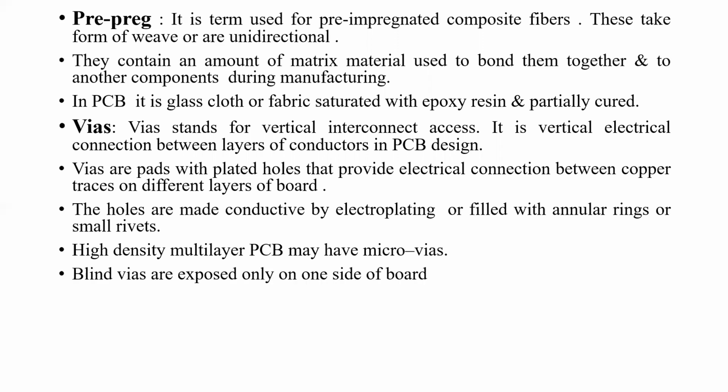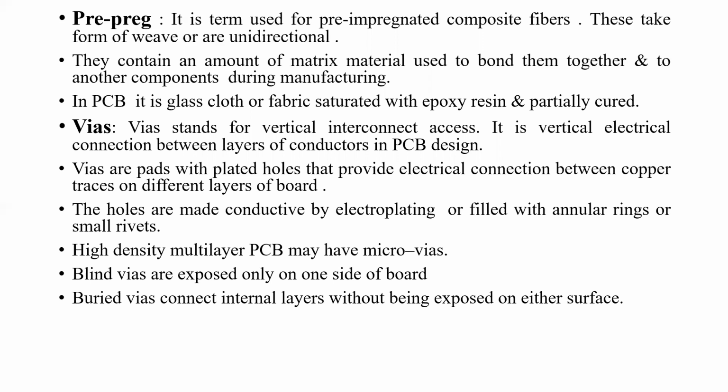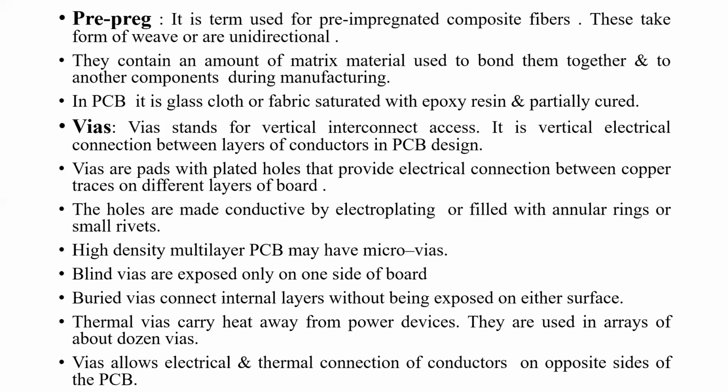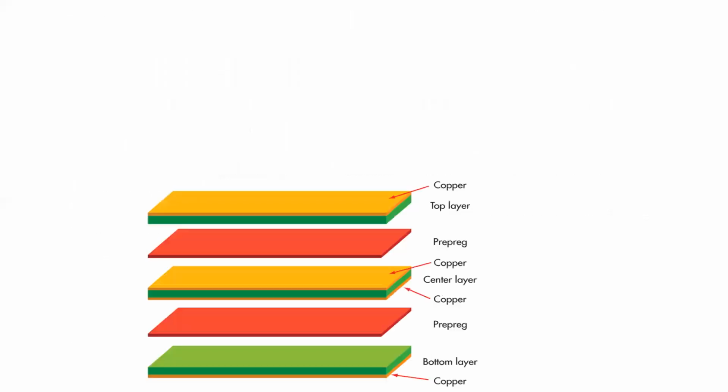Blind vias are exposed only on one side of the board. Buried vias connect internal layers without being exposed on either surface. Thermal vias carry heat away from the power devices. They are used in an array of about a dozen vias. So it allows electrical and thermal connection of conductors on opposite sides of the PCB.